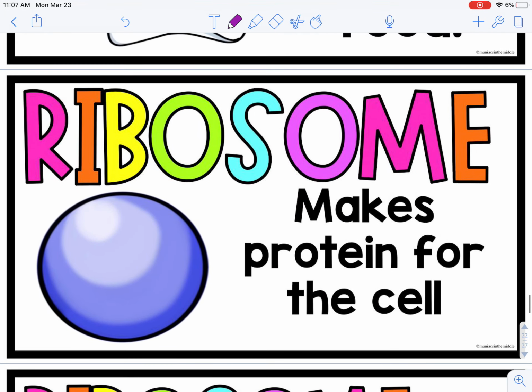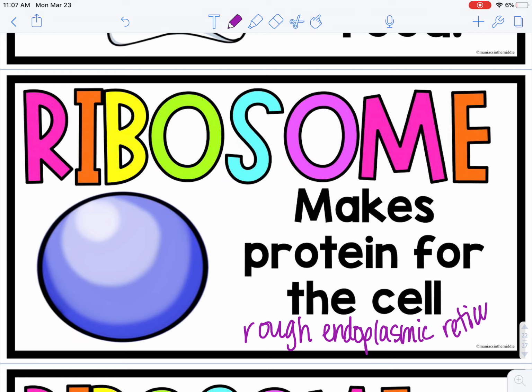Then you have your ribosomes. Ribosomes are in both plant and animal cells. Their job is to make protein for the cell. So they really do kind of look like tiny dots all throughout the cell. This is also, and I'm going to note, what makes the rough endoplasmic reticulum. So remember I said one endoplasmic reticulum looks really bumpy. That is why, because it has ribosomes attached to it, and that is my rough endoplasmic reticulum.